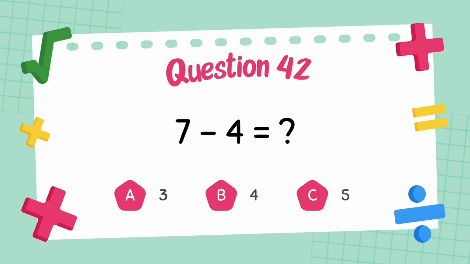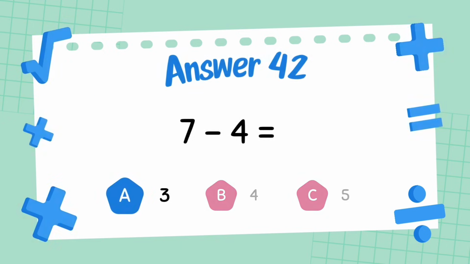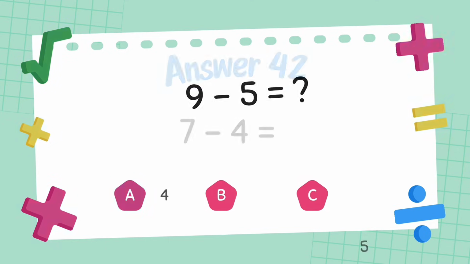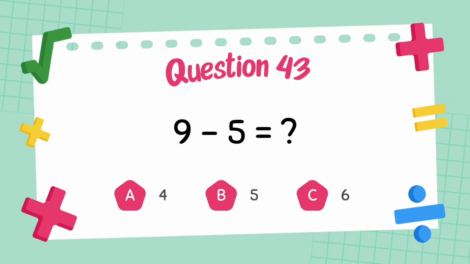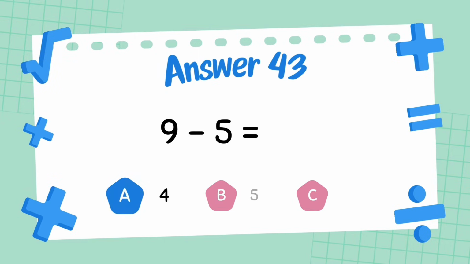What is 7 minus 4? The answer is 3. What is 9 minus 5? The answer is 4.